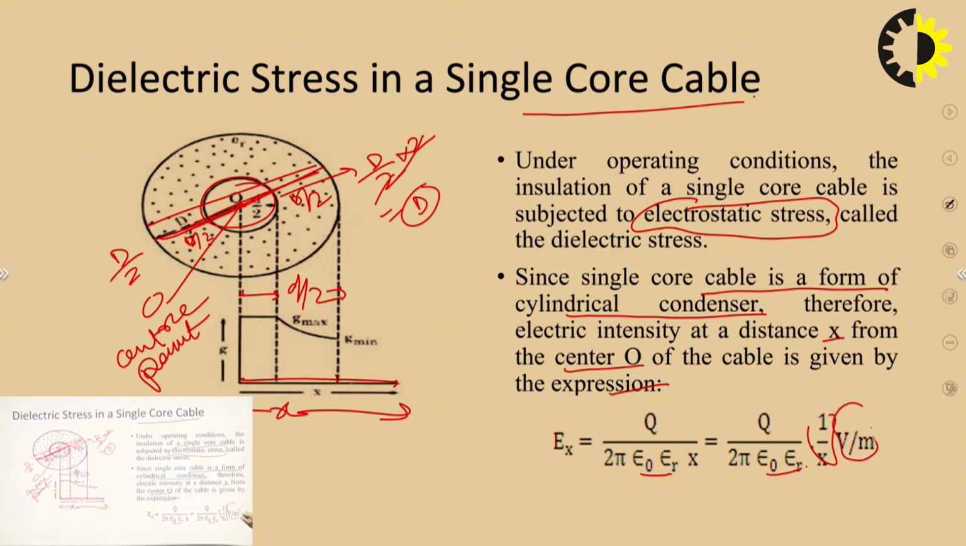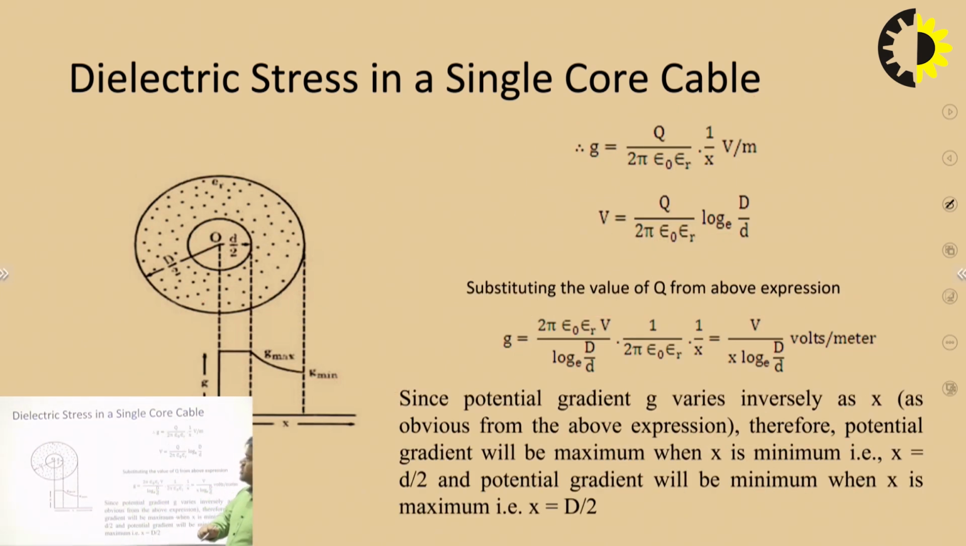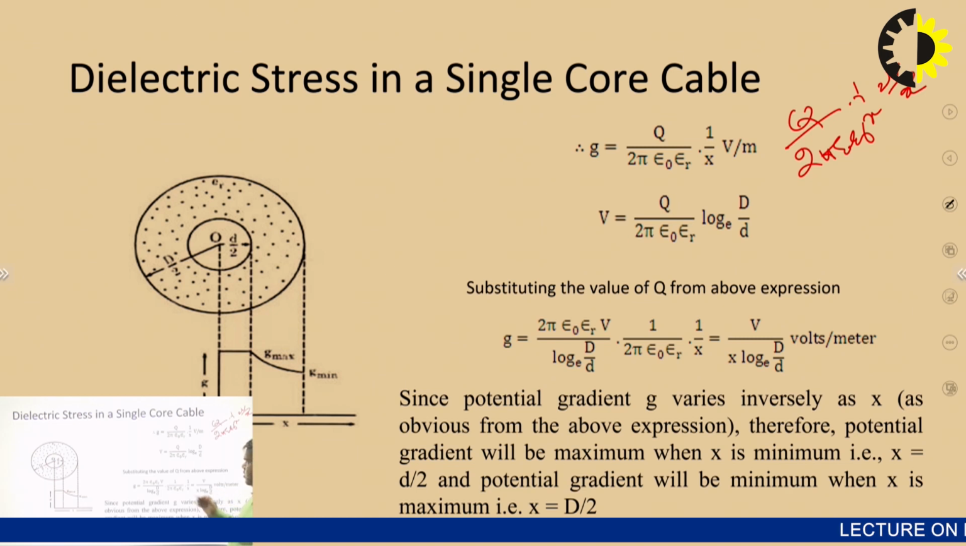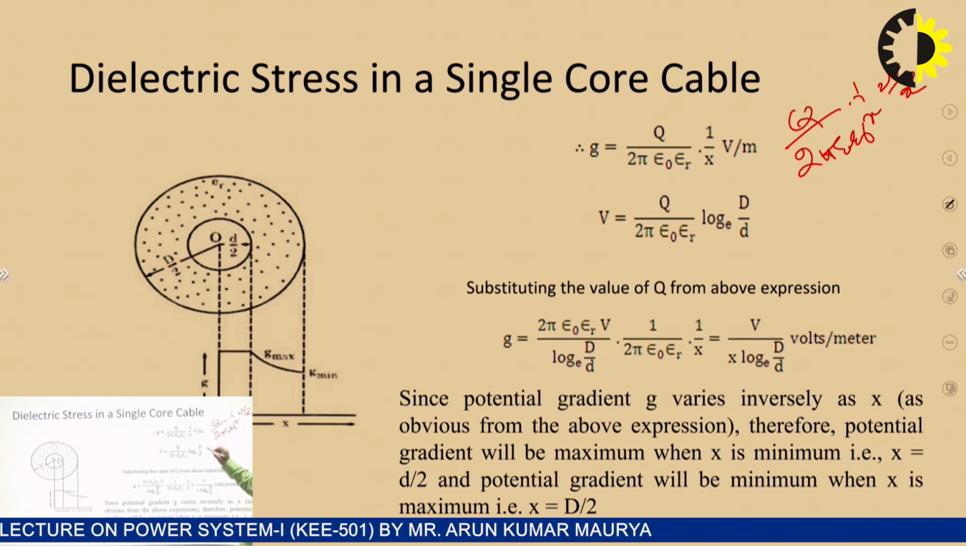Actually, the unit is so important. This is volt per meter. On the other side, G equal to Q by 2 pi epsilon naught epsilon r into 1 by x. This is another expression, and V equal to Q by 2 pi epsilon naught epsilon r into logarithm, that is log D by d.